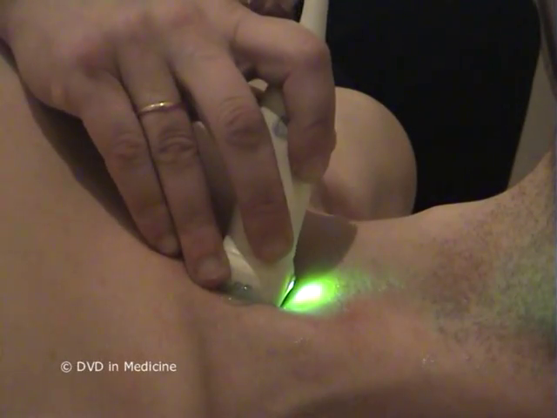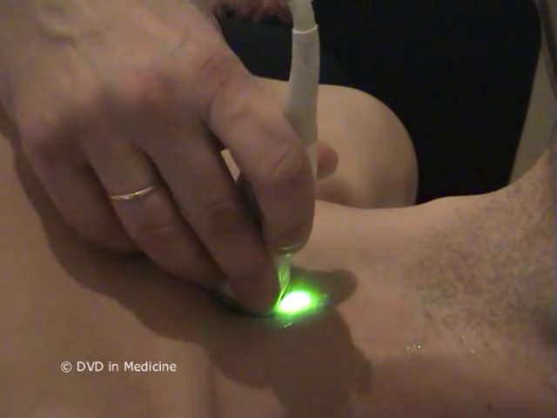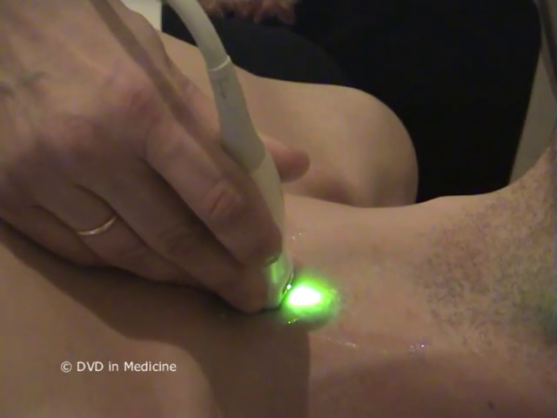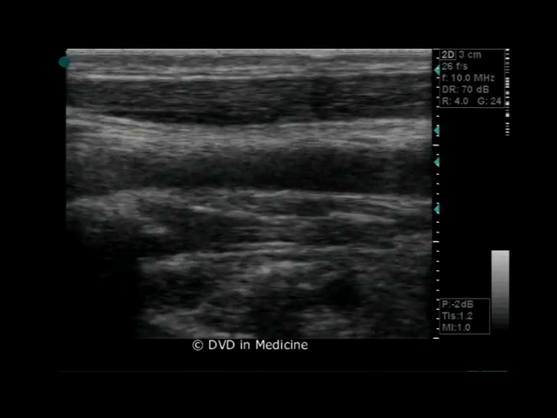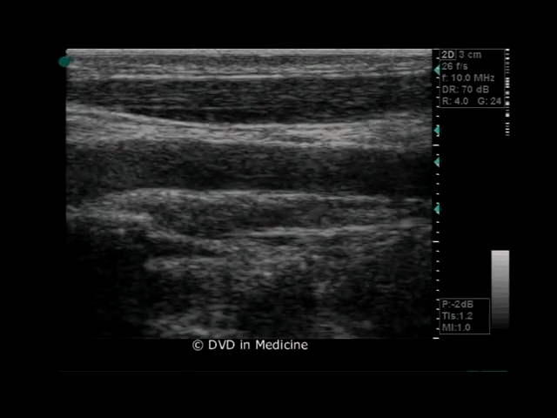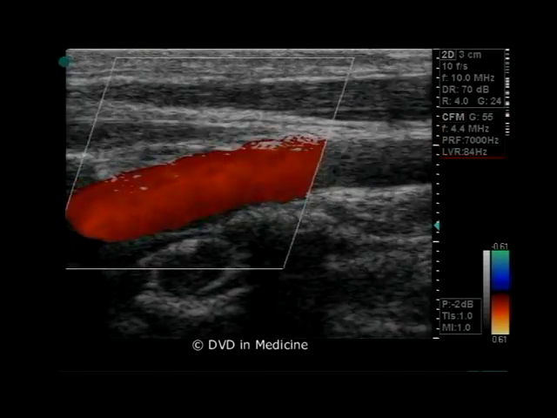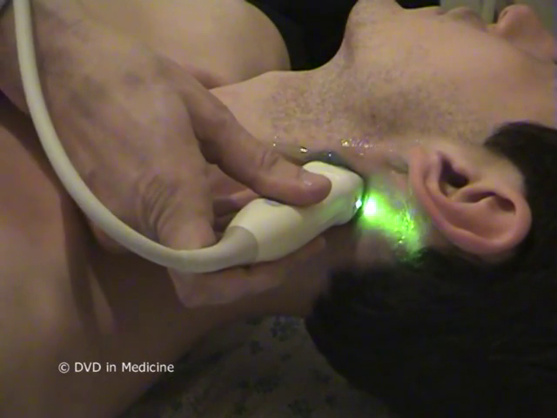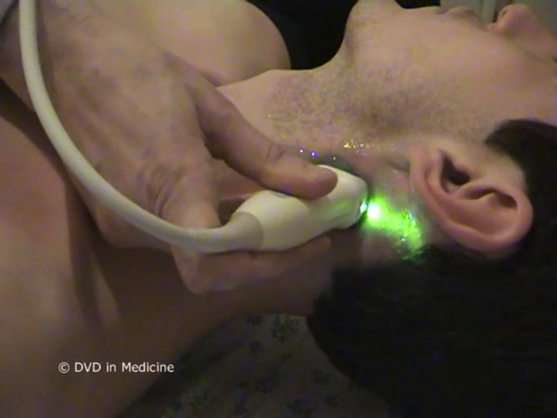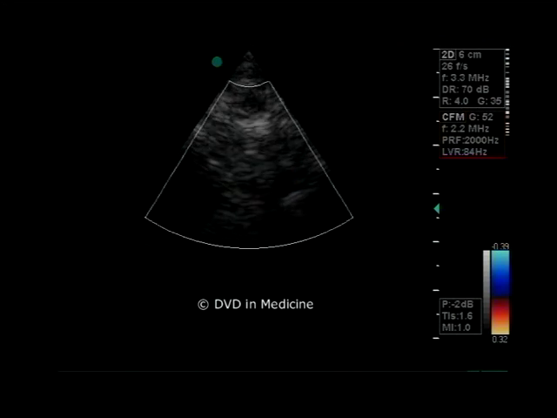One could also identify the vertebral artery in the lower neck as it passes backwards from the subclavian artery towards the 6th cervical vertebra. Another place where the vertebral artery can be visualized is in the upper neck behind the mastoid process as it passes around the atlas and into the foramen magnum.